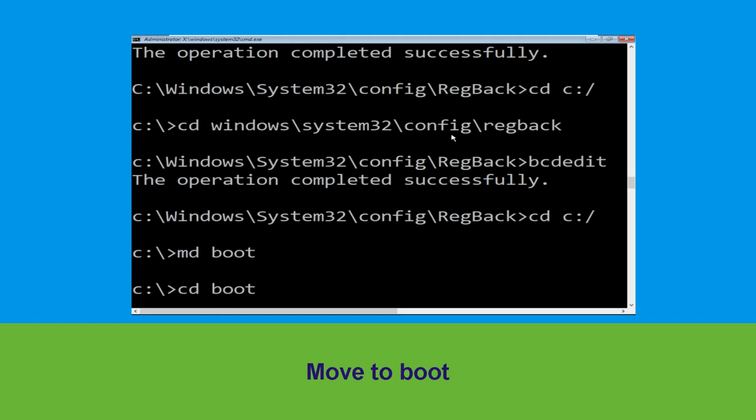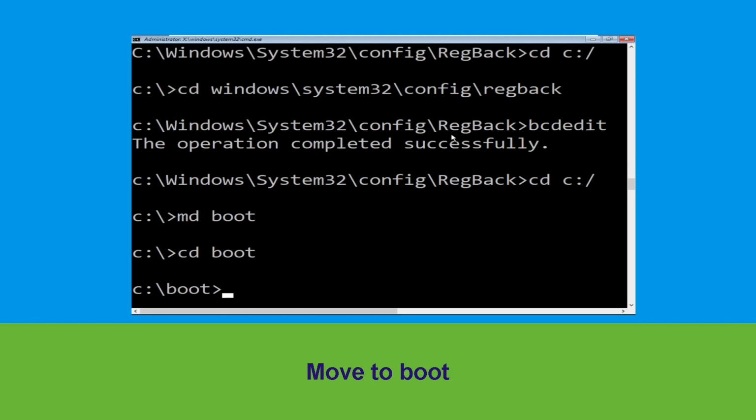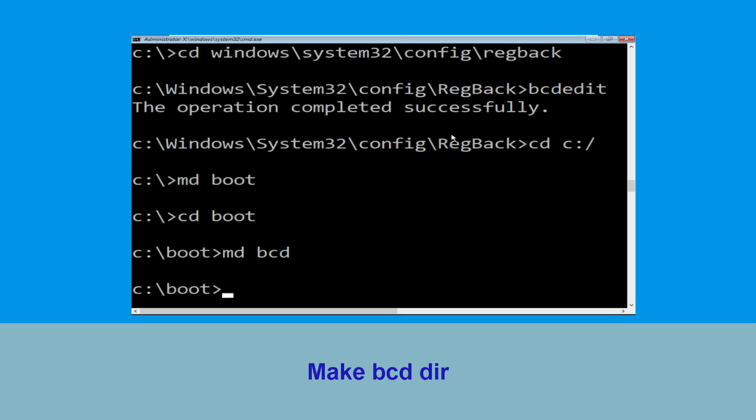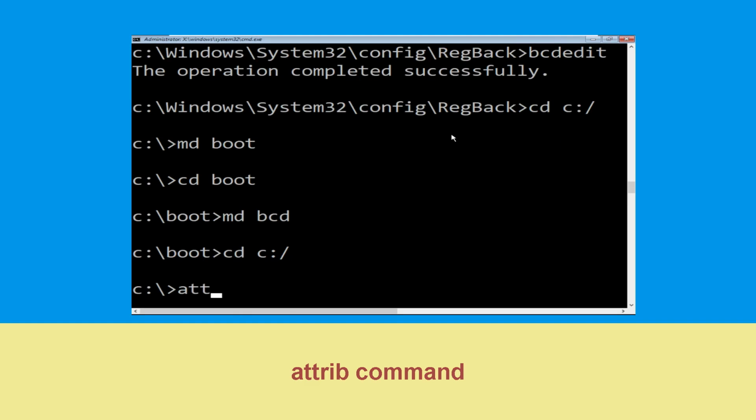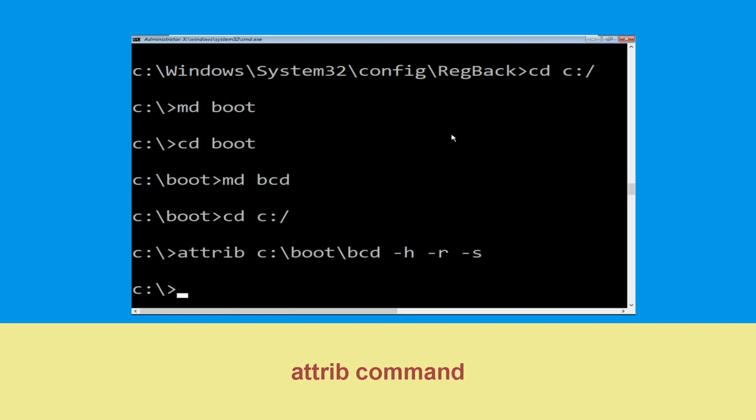Now type cd space boot and simply hit enter. Now type md space bcd and simply hit enter. Now type cd space c:/ and simply hit enter. Now type attrib space c:/boot -bcd space -h space -r space -s and hit enter to execute.